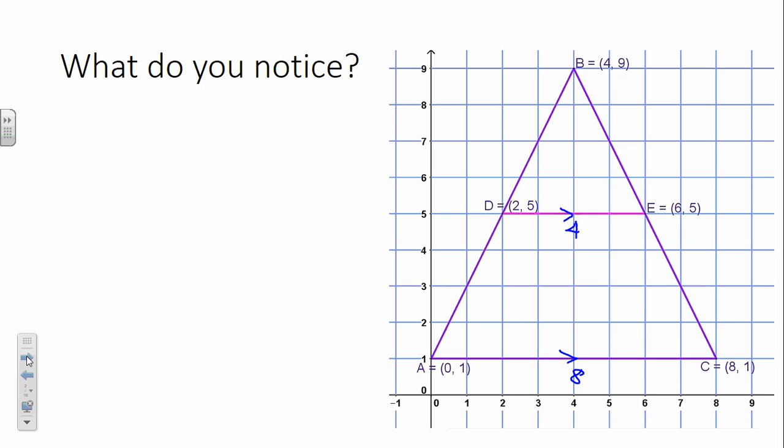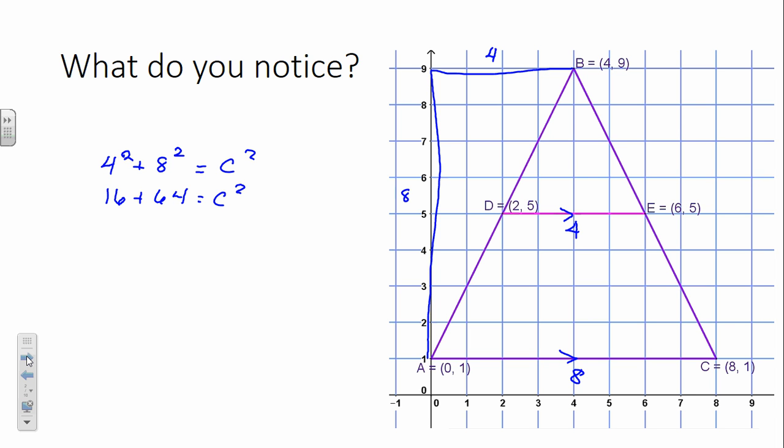It appears to be isosceles, so we should find out for sure, right? How long is this big segment? We're rising 1, 2, 3, 4, 5, 6, 7, 8 up, and 1, 2, 3, 4 over. So if we're making a right triangle, we can use the Pythagorean theorem. What is 4 squared? What's 8 squared? 16 plus 64 adds up to 80.